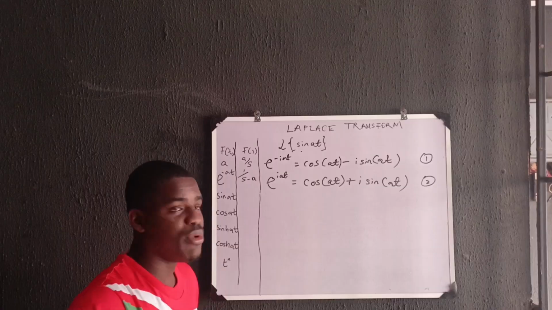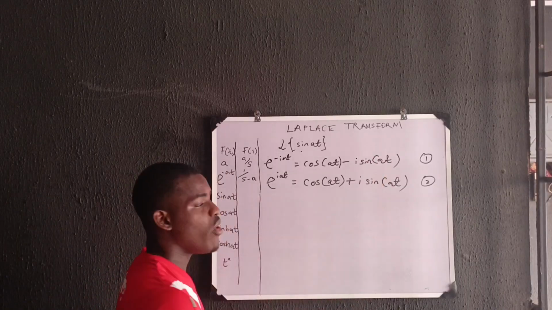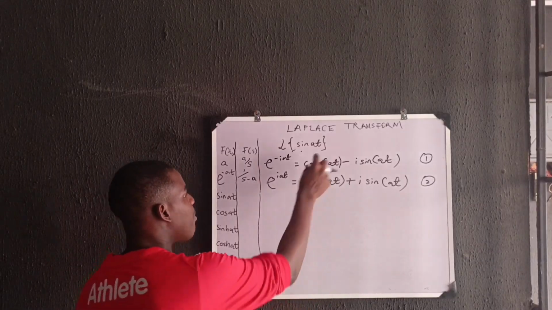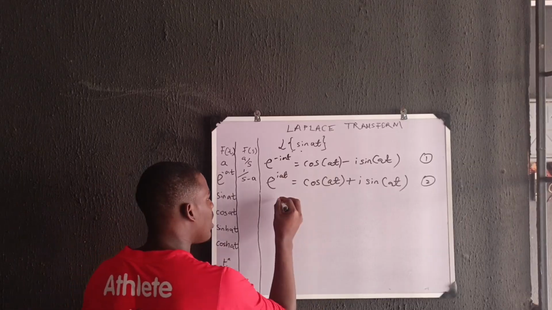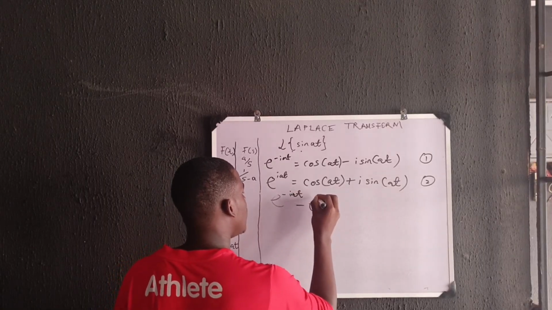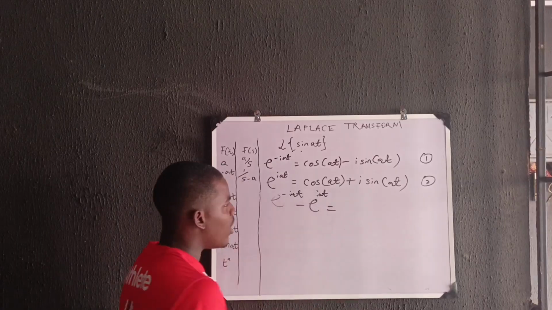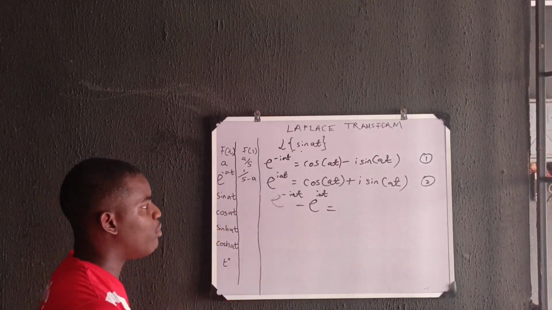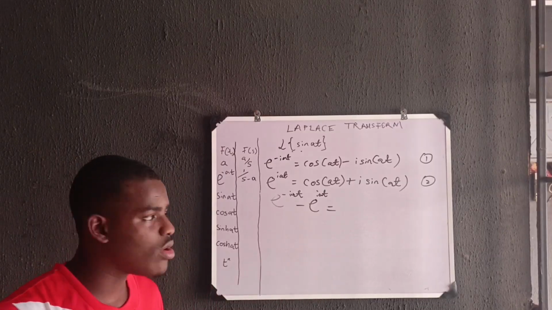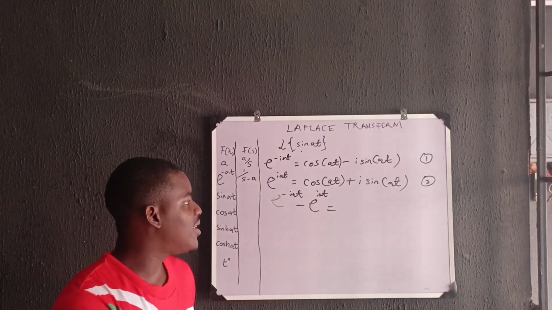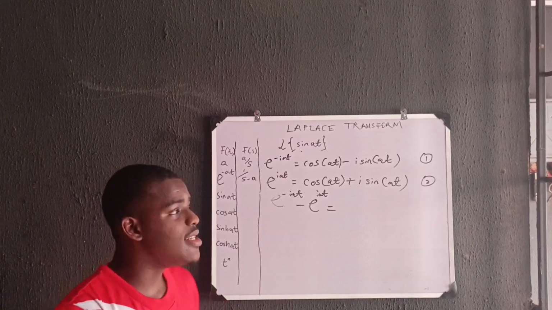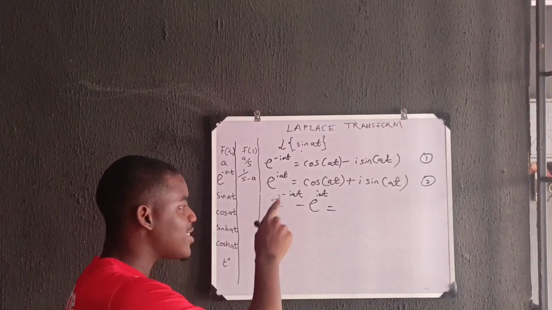What I just said now is going to be for cos, to eliminate sine. But in this one, we want to eliminate cos. So we are going to subtract these two equations. If we go like this, e to the negative iat minus e to the iat, what are we going to have? Cos at minus cos at is going to be 0, right? So cos has gone. So minus i sin at minus i sin at.